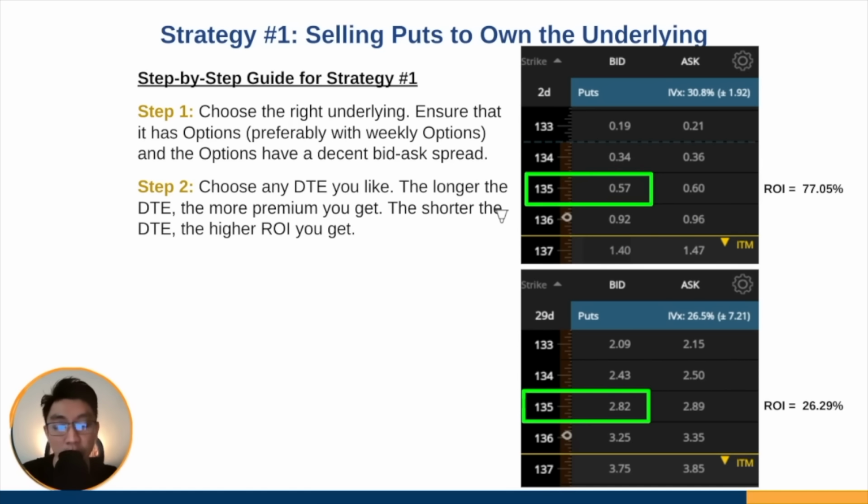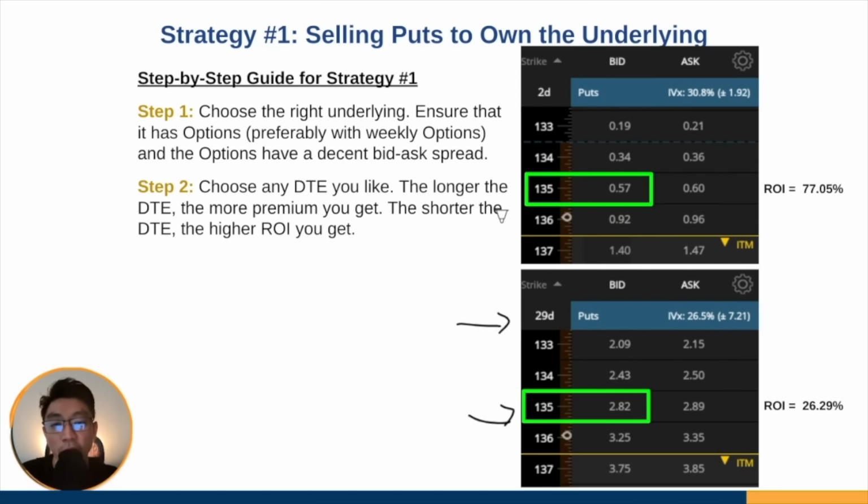There's always a trade-off. There's not one that is better. Take a look at the one below, right? As you can see down here, there are 29 DTEs. Basically, the longer the DTE, the more premium you get. As you can see down here, you get $2.82, which is $282 in premium for every option contract that you sell, because each option contract controls 100 shares.